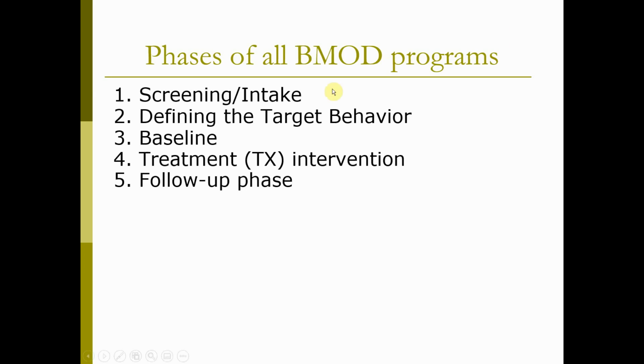The first phase is some kind of a screening intake, where we collect data on the individual. The second phase has to do with defining the target behavior, identifying what the behaviors are to be modified. The third phase has to do with baseline, collecting data regarding how often the target behavior and any other behaviors are occurring before any kind of a treatment. The fourth phase has to do with treatment, intervention, and the fifth phase has to do with following up, seeing what happens after the treatment. So we're going to talk about each of these components in a little bit more detail now.